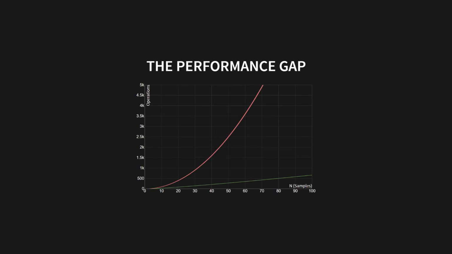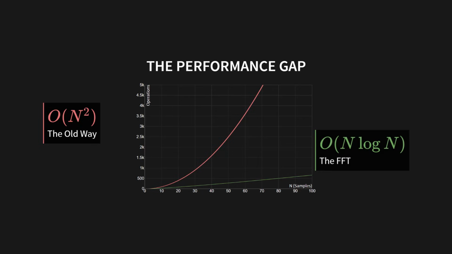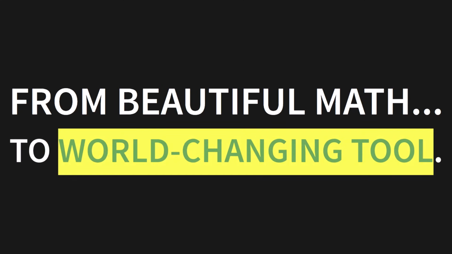So what was the point of all of this? The performance gap. The old way, the slow DFT, was O of n squared. It gets exponentially worse as your signal gets longer. The FFT is O of n log n. It is drastically faster. And that is the story of the FFT. We went from beautiful theoretical math to a world-changing tool. By finding and eliminating that one source of wasted work, we unlocked one of the most important algorithms ever discovered.